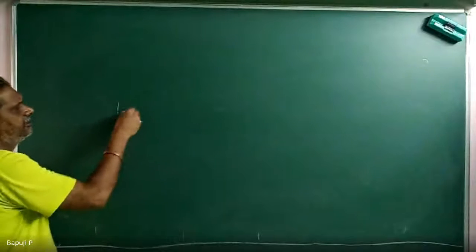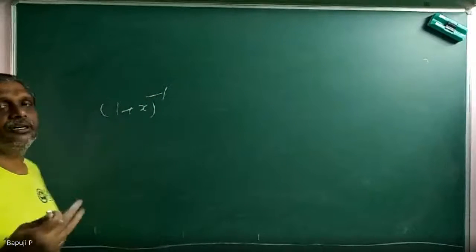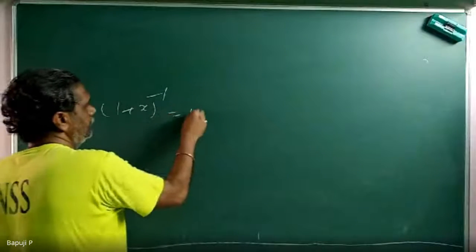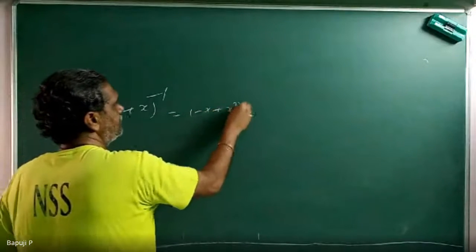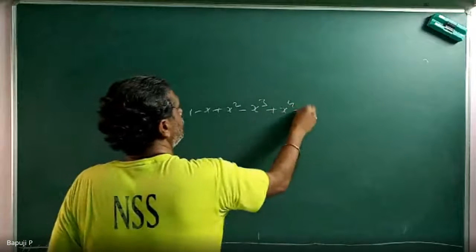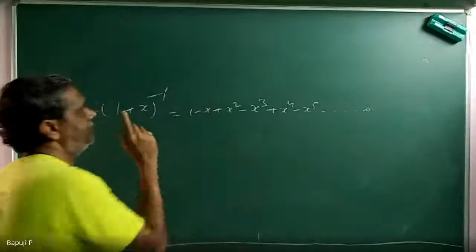Some formulas you are already familiar with. (1 plus x) whole power minus 1. Plus into minus means what? Alternate plus and minus you will get. So you can write 1 minus x plus x square minus x cube plus x power 4 minus x power 5, up to infinity. This is for mod x less than 1.